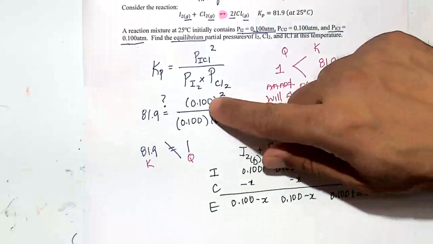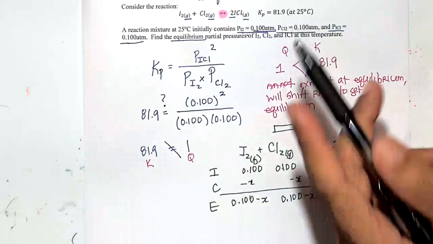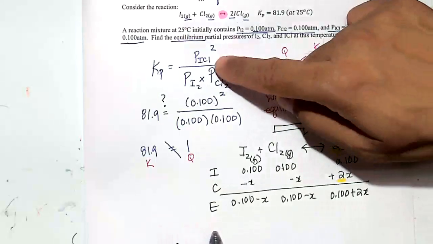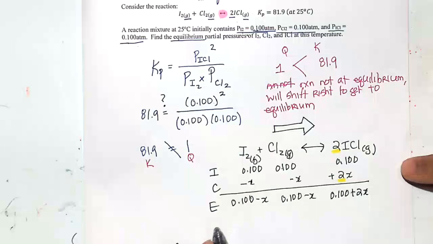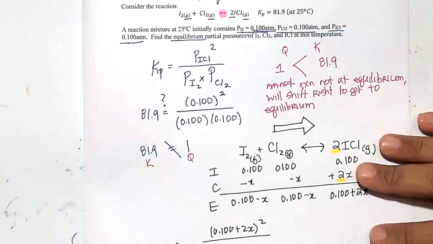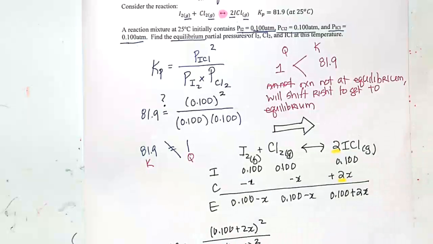So this is what we're going to plug in here, solving for x. It has to equal 81.9. So 81.9 equals the pressure of ICl squared, that's 0.10 plus 2x squared, divided by 0.100 minus x times 0.100 minus x, that's squared.